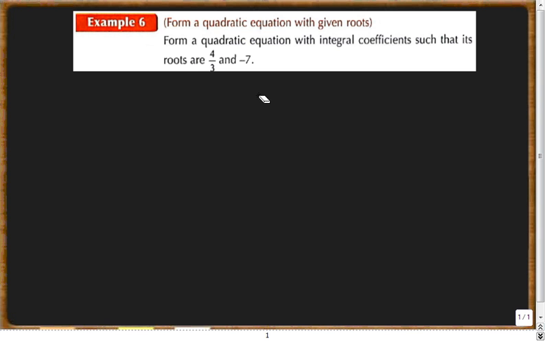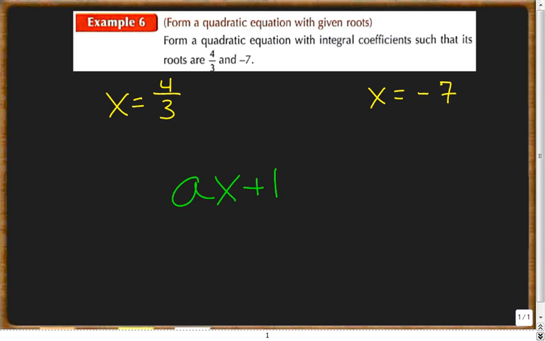So we start off, we've got x equals 4/3, and we have x equals -7. Well, the goal now is that we want to set up something that looks like this: ax plus b, it could be minus b as well, equals 0. That's what we want, because then we're going to use these factors to create the bigger quadratic.